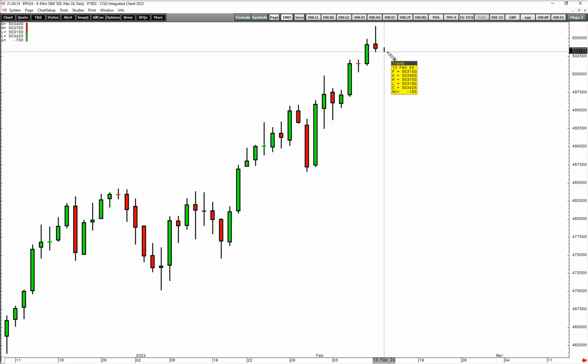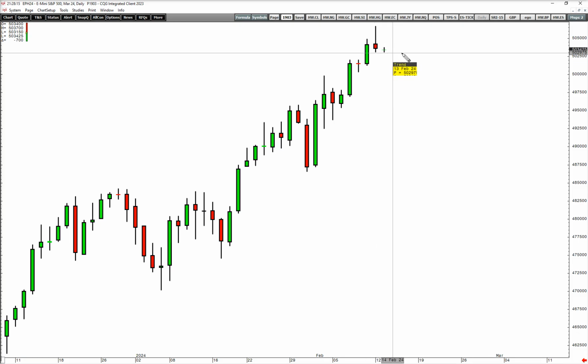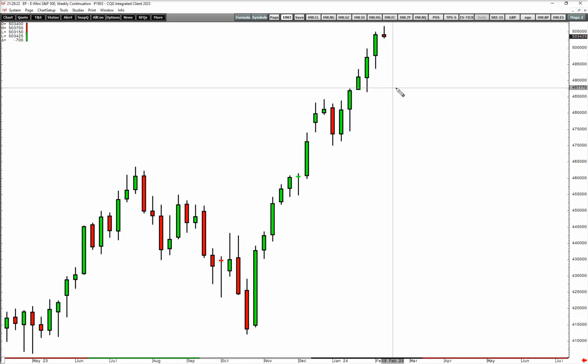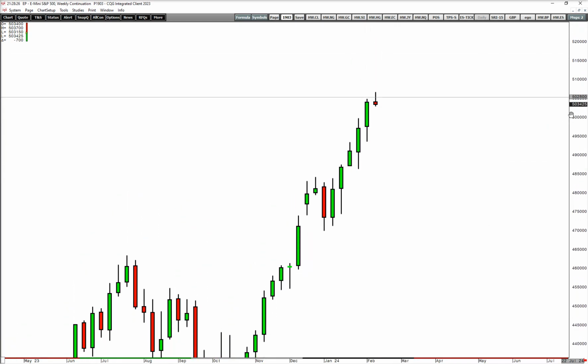So far, we've only tested an equal low, 31.50. We haven't actually broken below it. But I wanted to show you how this works in other ways too. For example, on a weekly chart. Coming into today, today was Monday.